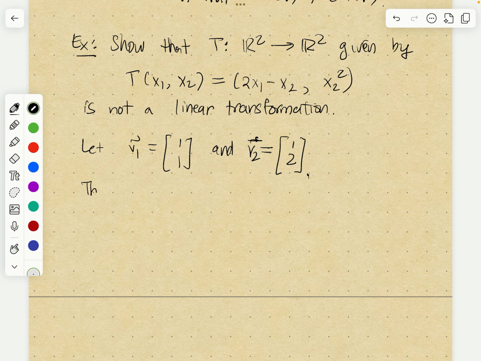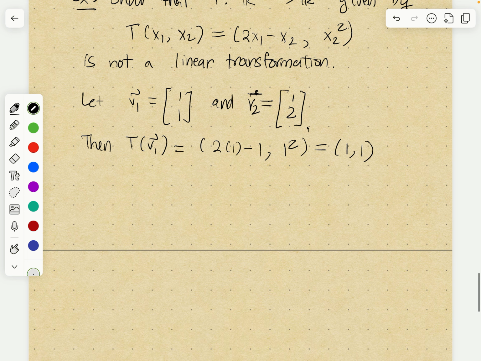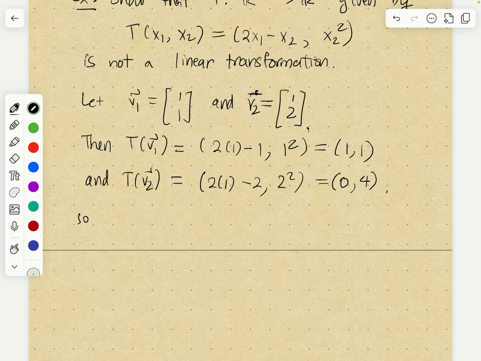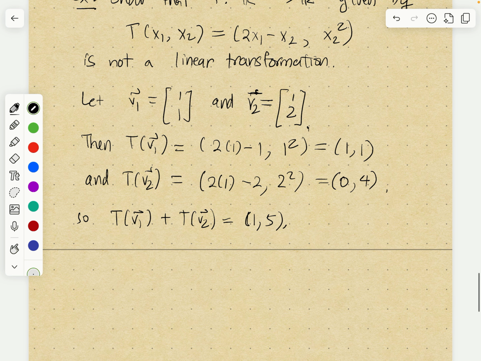Well, what's T of v1? You plug in (1, 1), so you're going to get 2 times 1 minus 1 comma 1 squared, and that's going to be (1, 1). So that's T of v1. And T of v2 is what you get when you plug in (1, 2). That's 2 times 1 minus 2 comma 2 squared, and that's going to give you (0, 4). So in this case, T of v1 plus T of v2 is going to equal (1, 1) plus (0, 4). That's (1, 5). Okay.